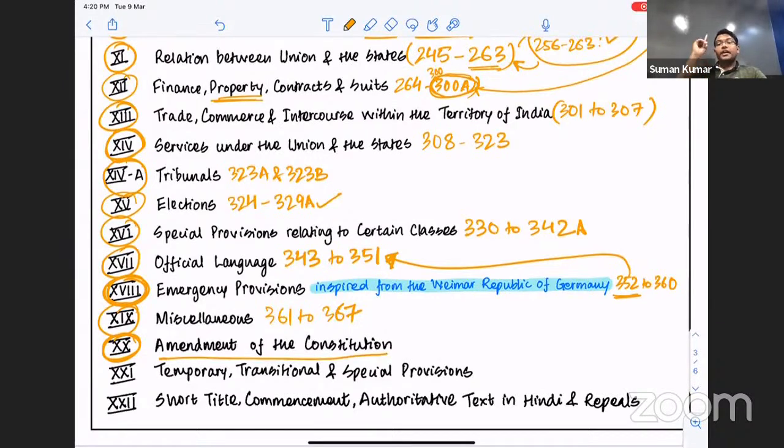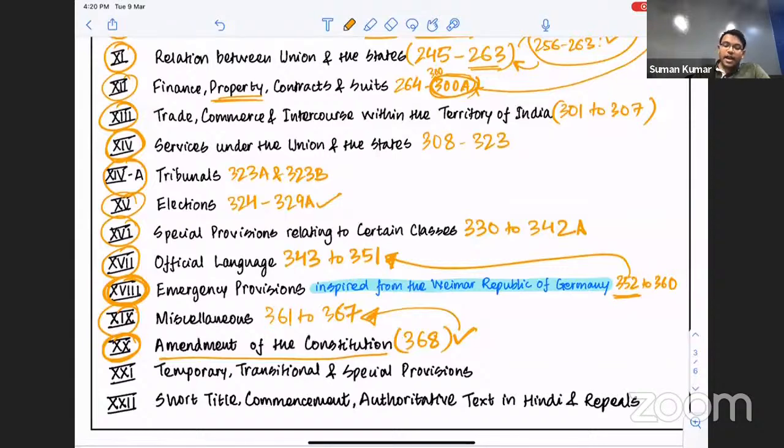When you read how the constitution can get amended, or how we can bring changes in the constitution, you will know that this has only one article, which is Article 368. You can remember 368 as amendment of the Constitution. 368 means the previous part has to end at 367, right?